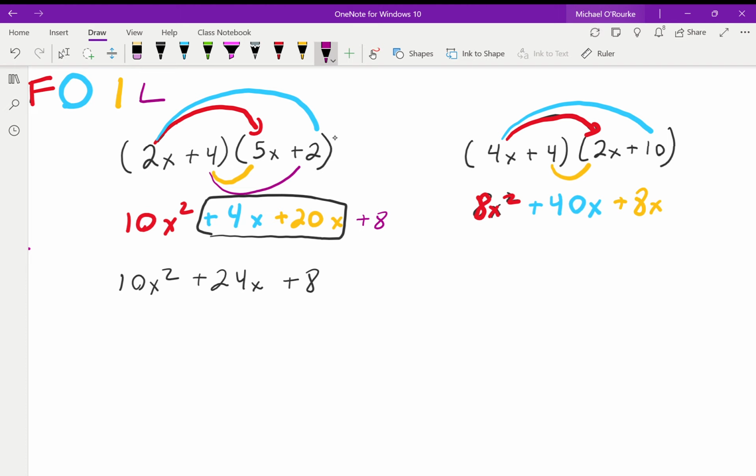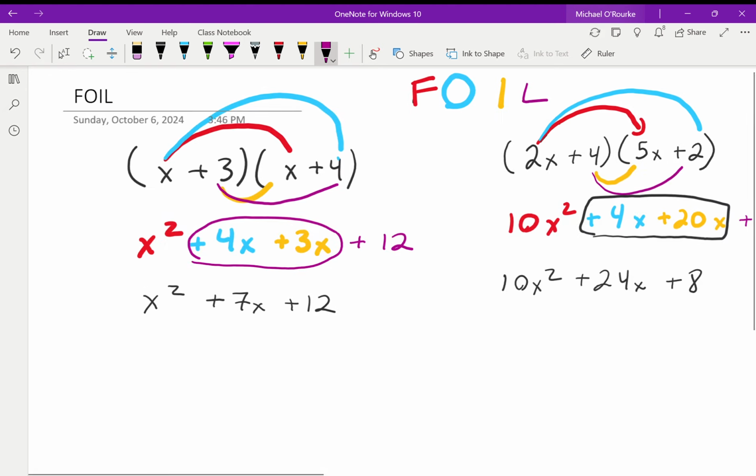Then our last is plus 40. Then we can combine these two together. So we get 8x squared plus 48x plus 40.